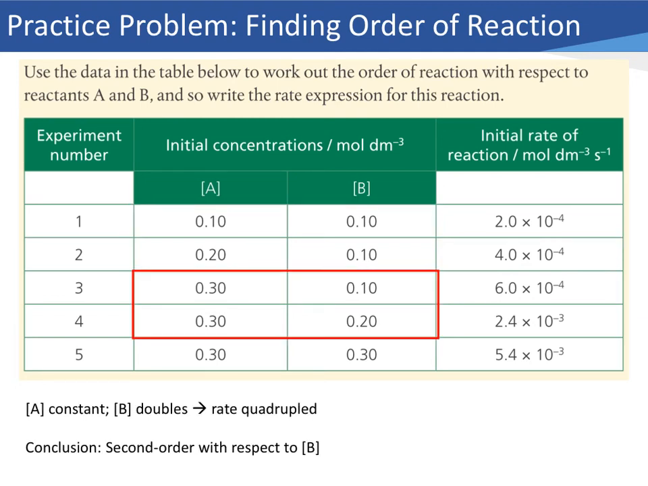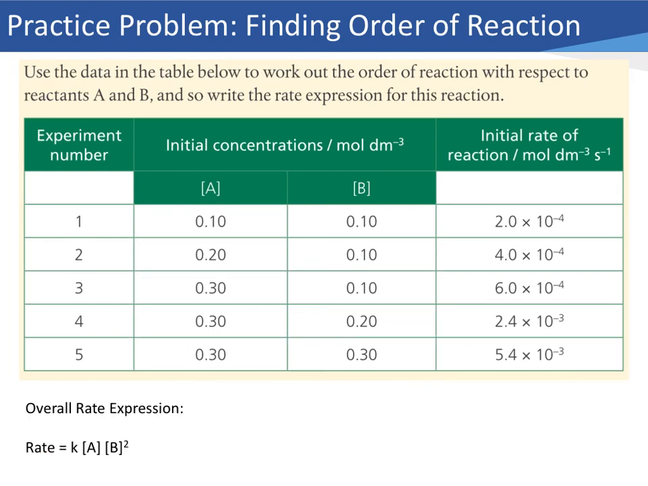So here's a scenario where I keep the concentration of A the same, and I double the concentration of B. So the concentration of B was doubled. Let's see what happened to the rate. I have 6.0 times 10 to the negative fourth, and I have 2.4 times 10 to the negative third. That is a factor of 4. The rate quadrupled. When I double the concentration of B, the rate quadrupled. That means this reaction is second order with respect to B.